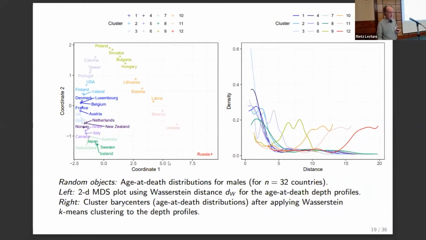This is again the HMD data for 32 countries, for males. On the left is a two-dimensional MDS plot using the Wasserstein distance for these depth profiles. You take the Wasserstein distance and then do a two-dimensional representation with MDS. You can then apply clustering and represent the cluster centers as the corresponding densities, the depth profiles of the cluster centers, which are shown here. The most central cluster is the dark blue one: Denmark, Luxembourg, Belgium, France, Austria. Then we move outward. Russia is in a cluster by itself. It's the most outlying of all.